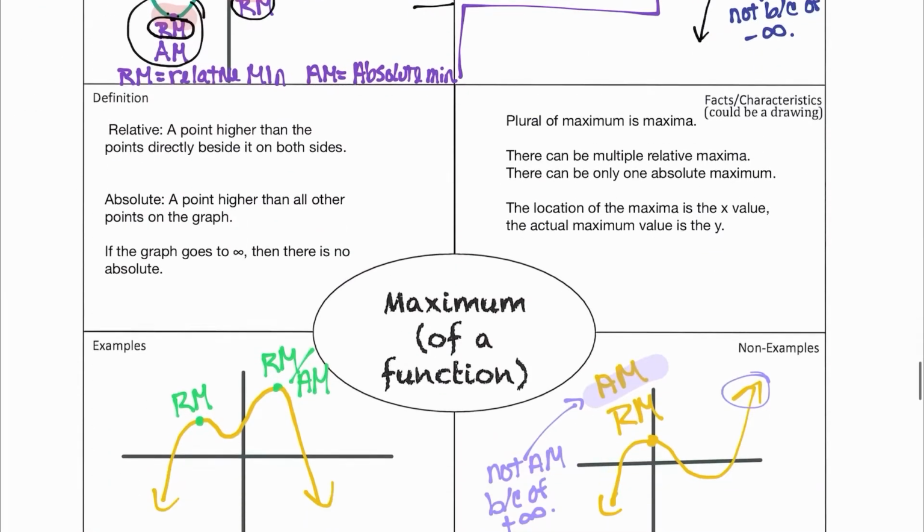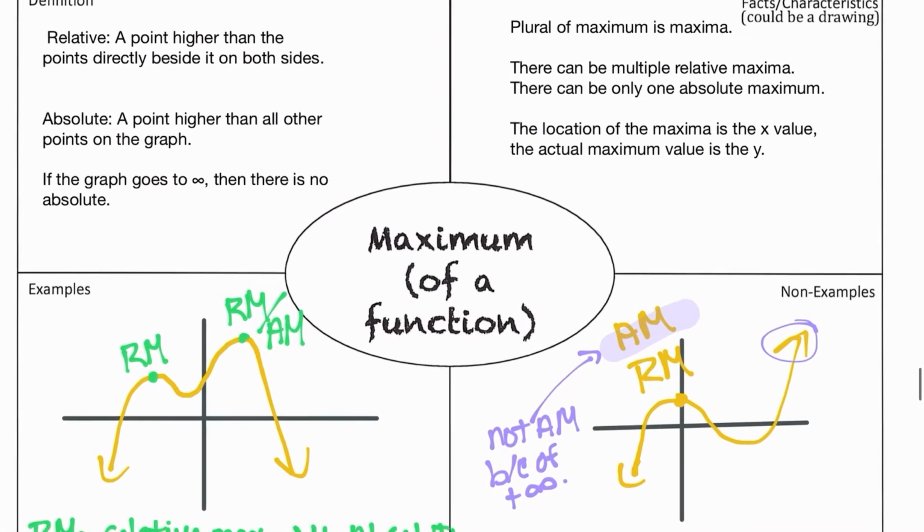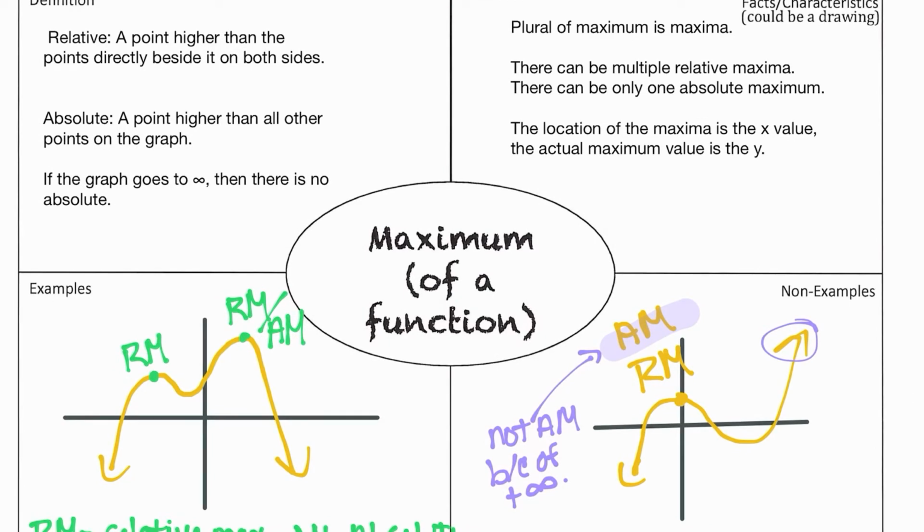All right, and similar thing for the maximum value. Everything is just the opposite, okay? So again, we can have a relative or a local. We can have an absolute or a global. And if the graph goes to positive infinity, then there is no absolute maximum. Plural of maximum is maxima. There can be multiple relatives, only one absolute. Location of the maxima is always the x, but the actual value of the maximum is the y.